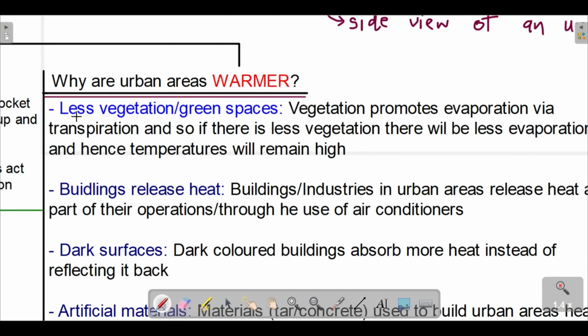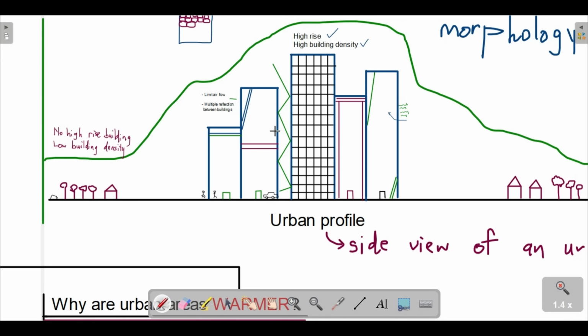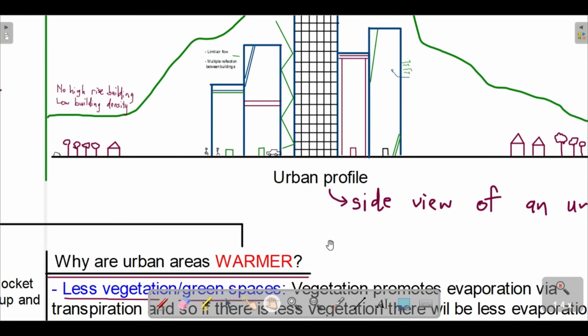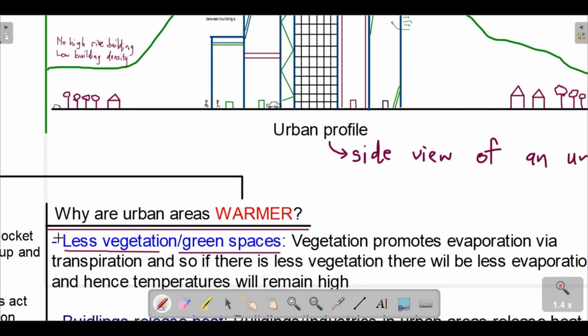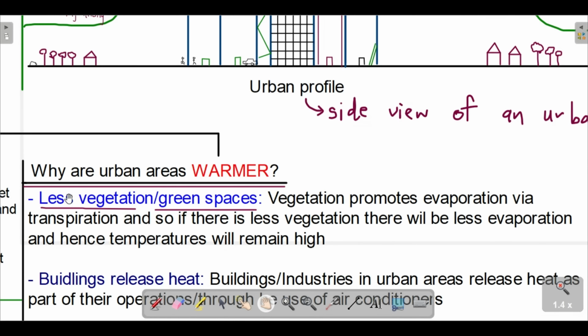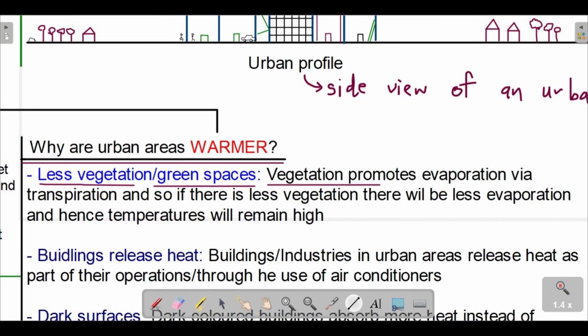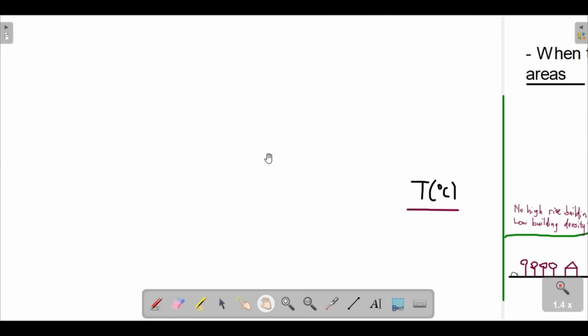Well, first of all, in urban areas there's less vegetation, less green spaces. So the land use here is not particularly agriculture, but it is usually commercial activity, particularly in the CBD, and of course you have residential areas, and so on. But the point is that there's less vegetation in the urban areas, right? So you would ask, how is less vegetation warming up the urban area? Vegetation promotes evaporation via transpiration. Whoa, that's a lot of science there. So let's break that down.